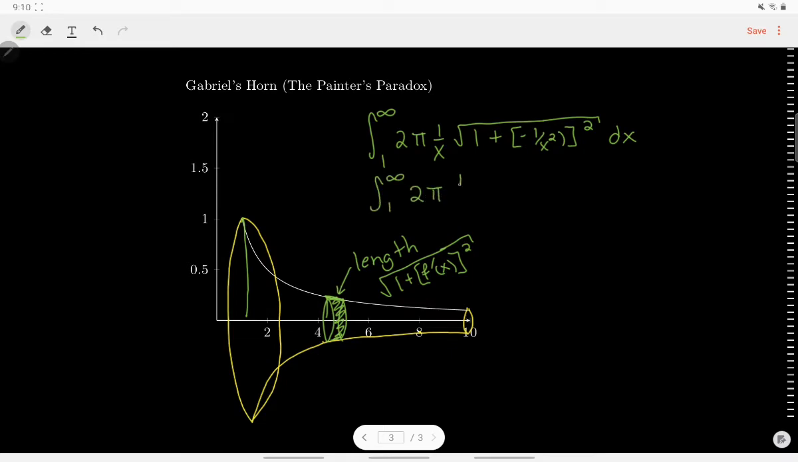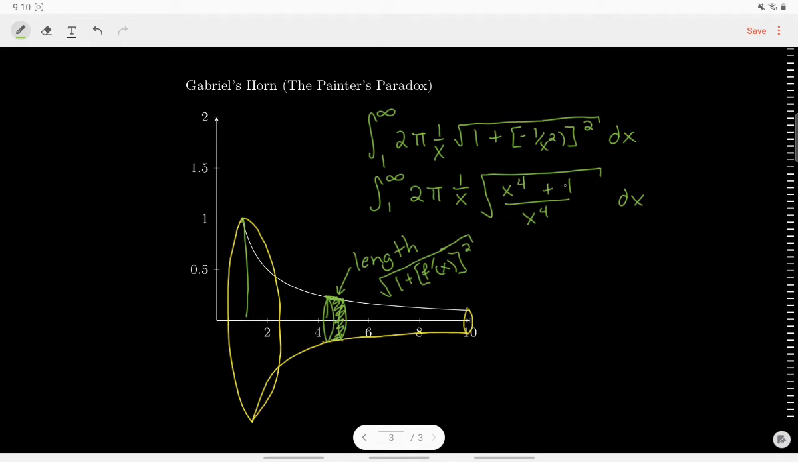2 pi 1 over x, the square root. Now I'm going to leave some of the algebra for you to work out. But if you square out that negative 1 over x squared and then find a common denominator with the 1 and everything, you will get x to the 4th plus 1 over x to the 4th. Okay, so that's just algebra, getting from that first integral to this second one. Now, here's what we're going to do, because technically we don't know how to evaluate this integral as is. Even if I rewrite it as limit as t goes to infinity, I'm still going to be stuck.